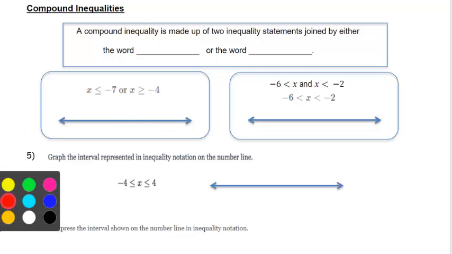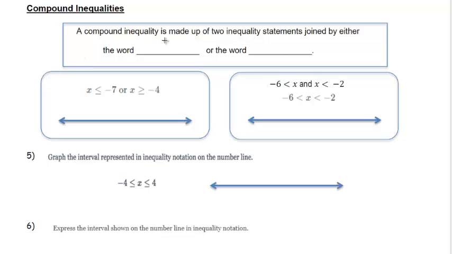It's like, what is a compound inequality? It's basically an inequality, but it's made up of two inequality statements, and they're joined together by either the word and or the word or. When we see the word and, we want to remember that it makes both statements true. But or, it makes either statement true. Okay?